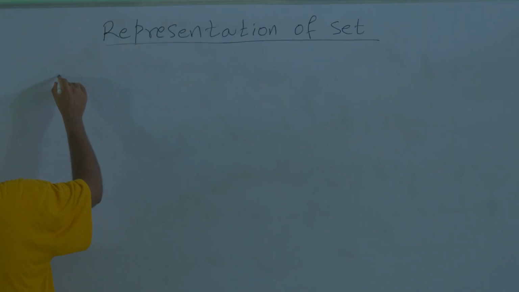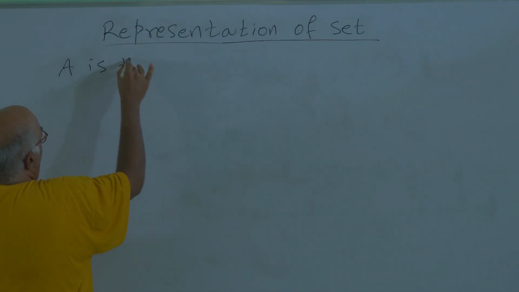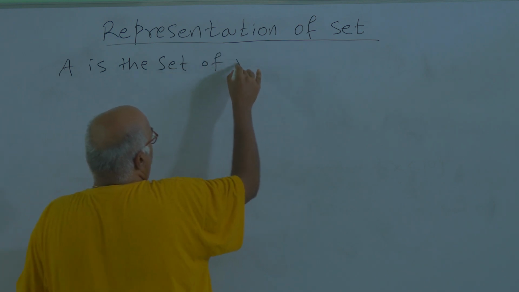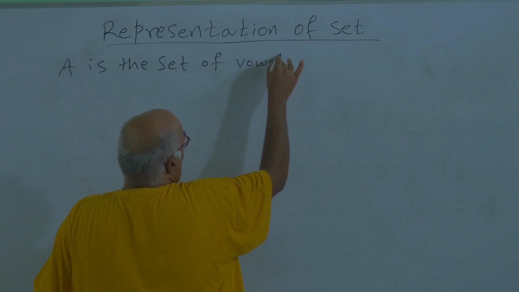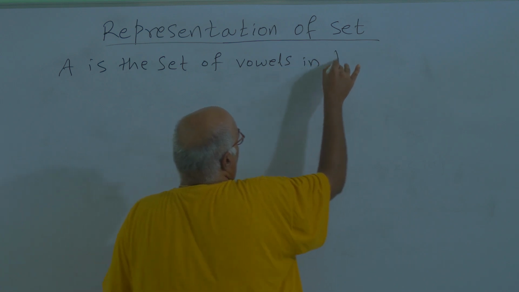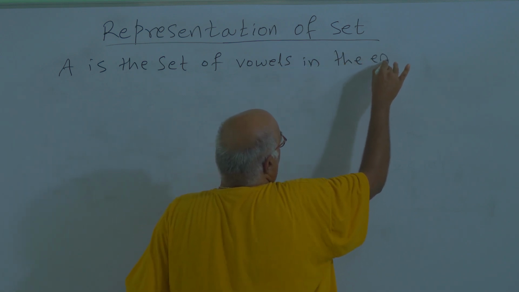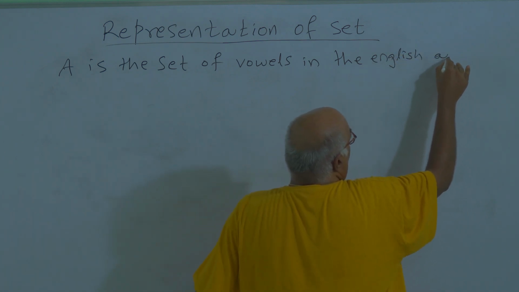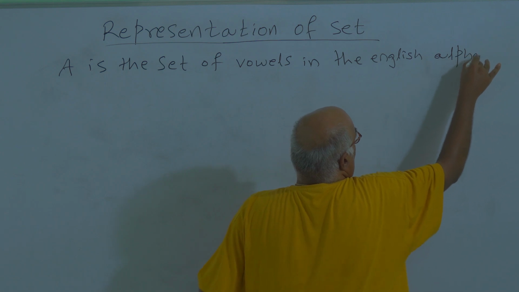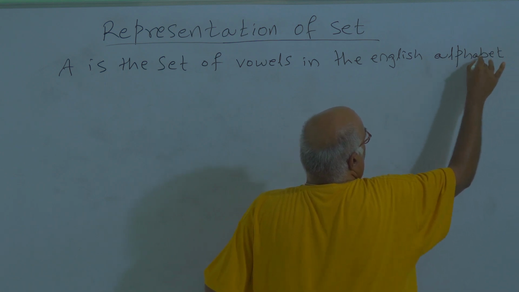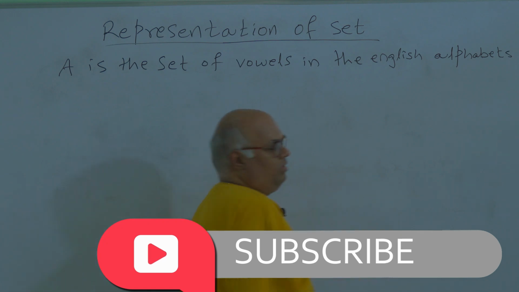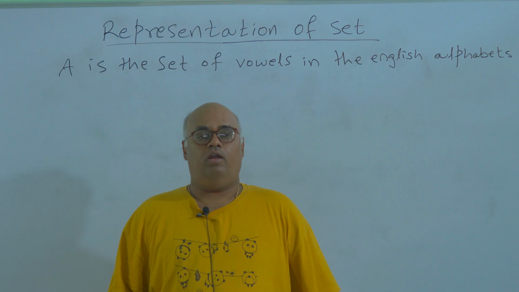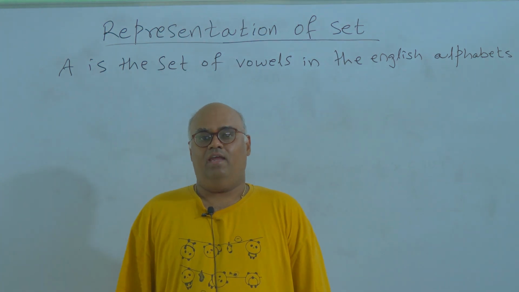For example, A is the set of vowels in the English alphabet. So A is the set of vowels in the English alphabet. Now let us see how to write this set A in roster form.